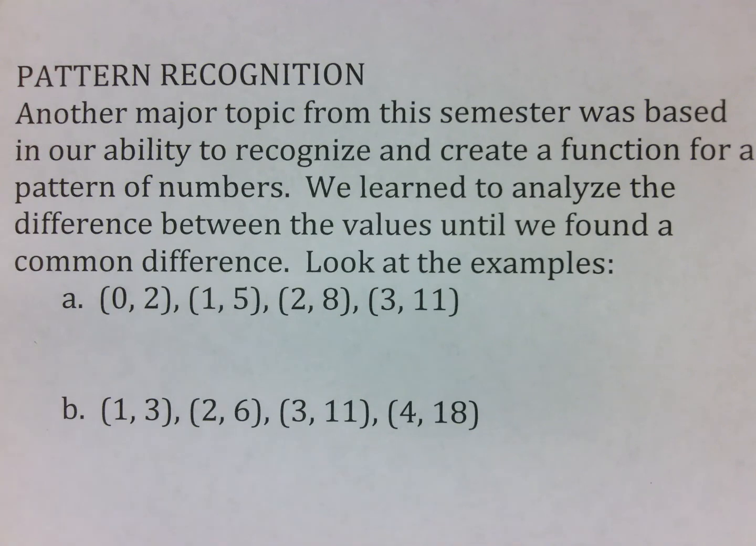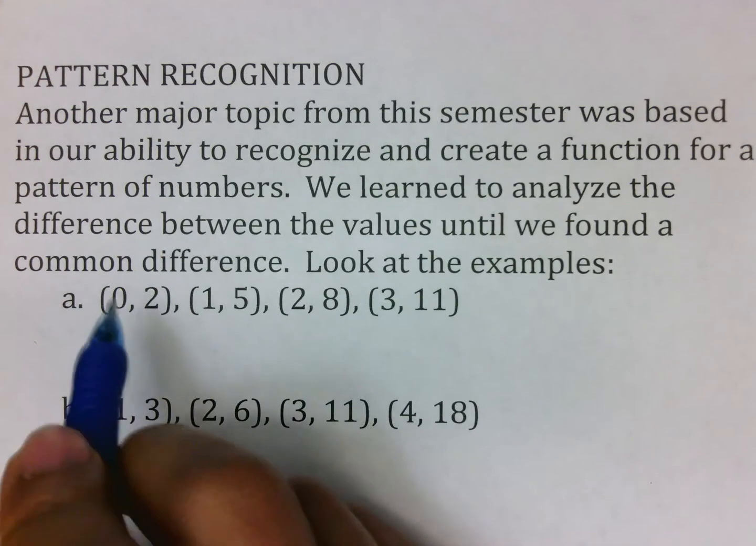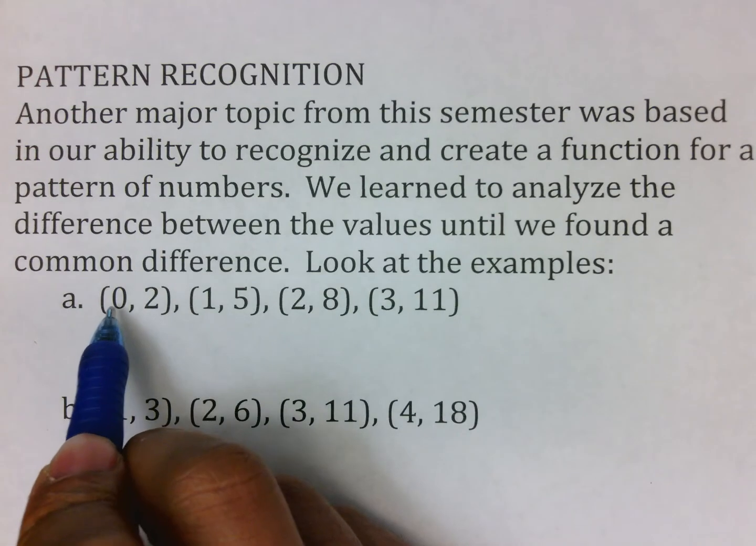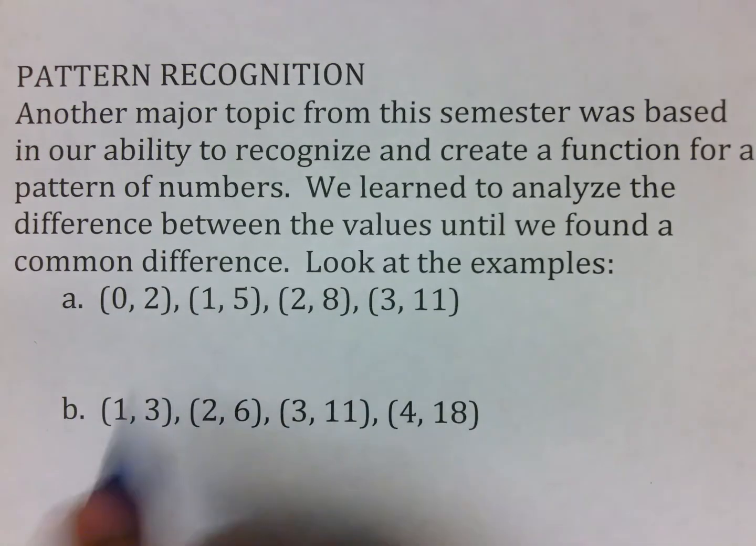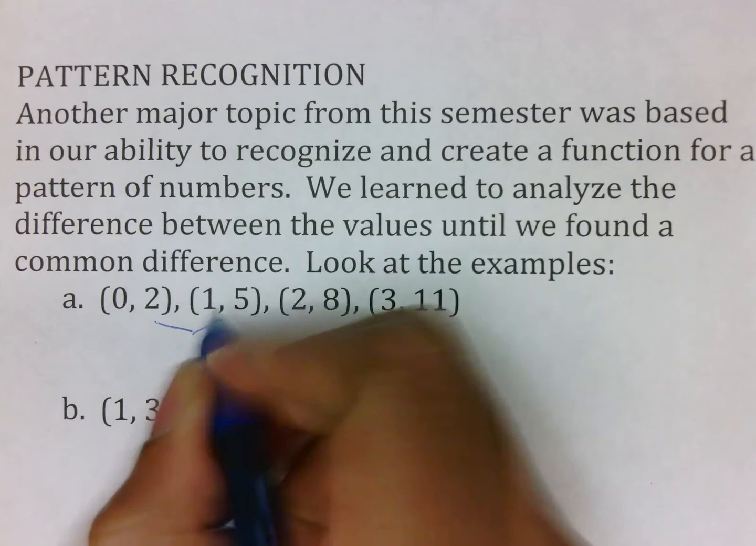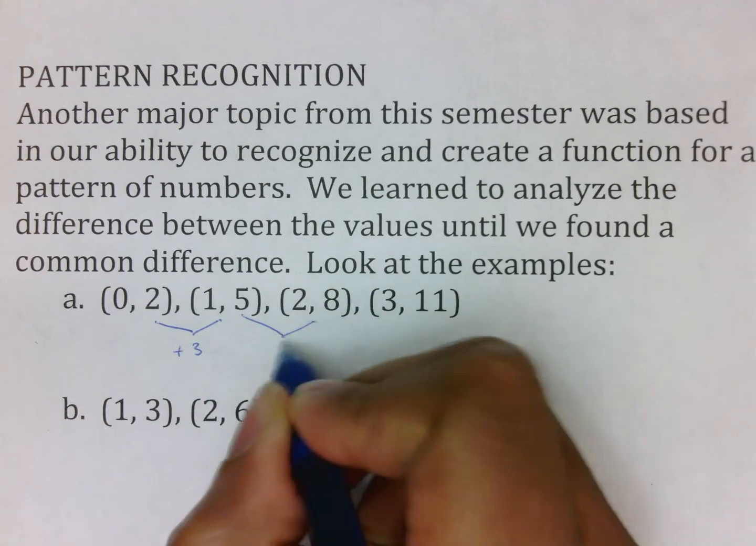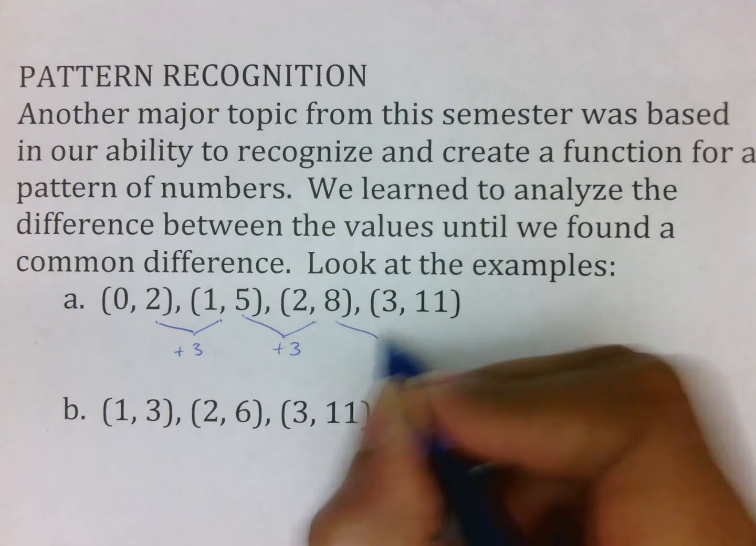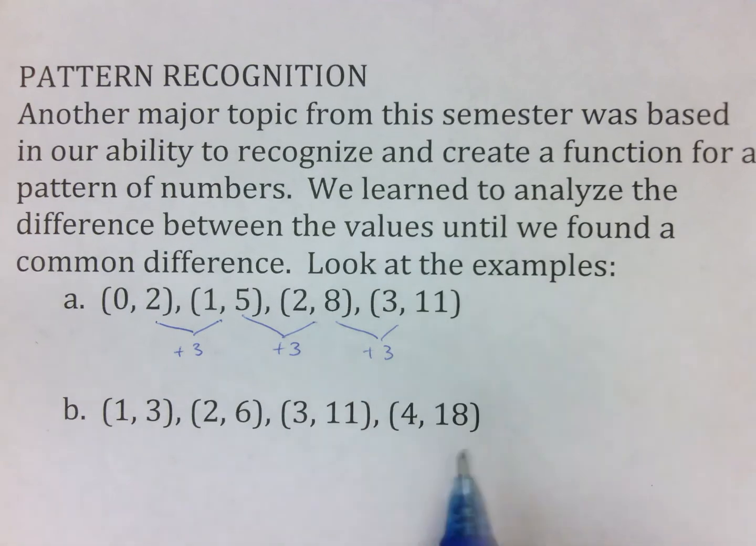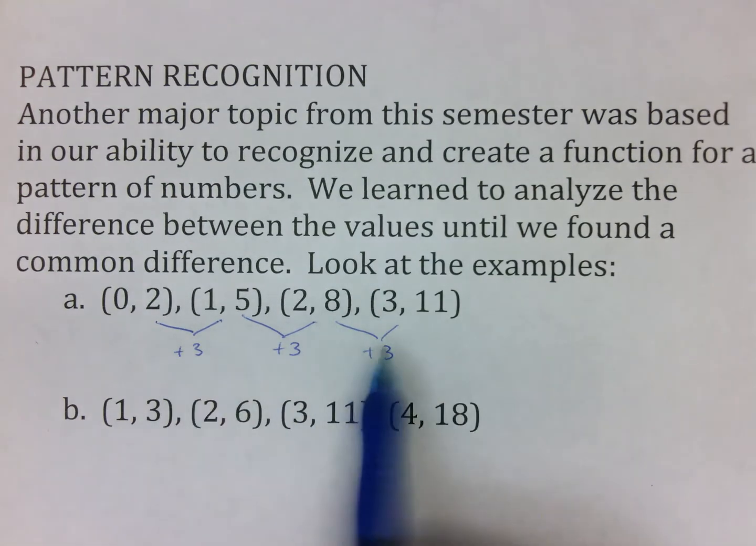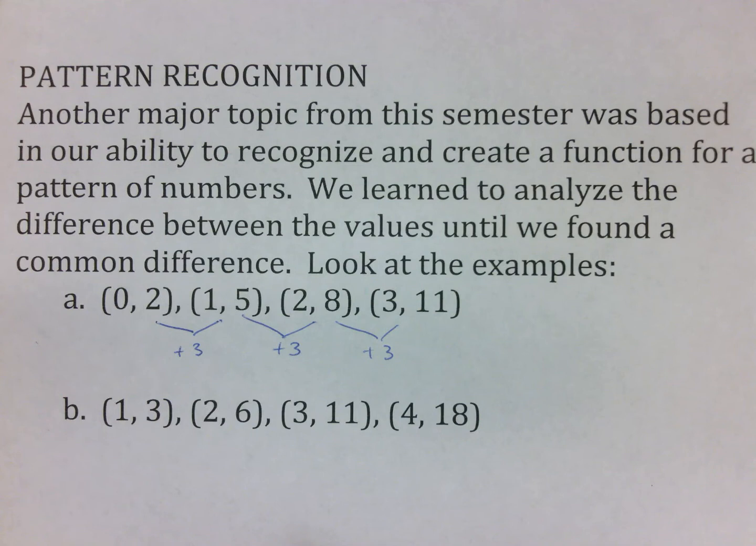What we learned to do was to look at the difference between the numbers until we found a common difference. So looking at these examples real quick just to bring it back, remember that the x's weren't important, just the fact that it was going 0, 1, 2, 3. But what we were supposed to do was look at the fact that from 2 to 5 is adding 3. From 5 to 8 is adding 3. From 8 to 11 is adding 3. And what we learned was that this had a common difference of 3. Alright, so once you had that same number, it meant that you could stop, and that was it.